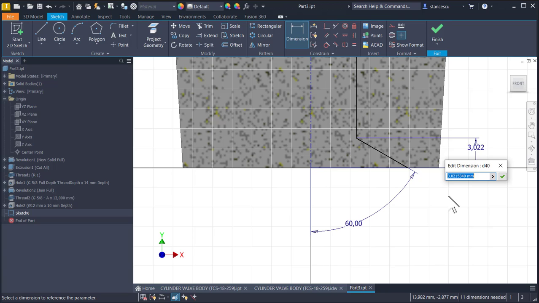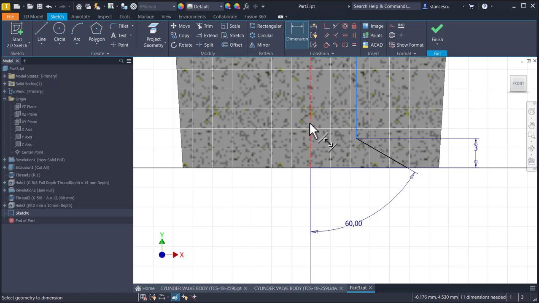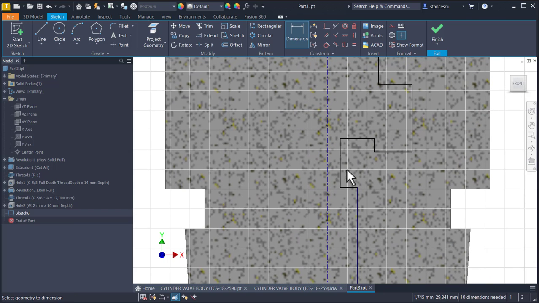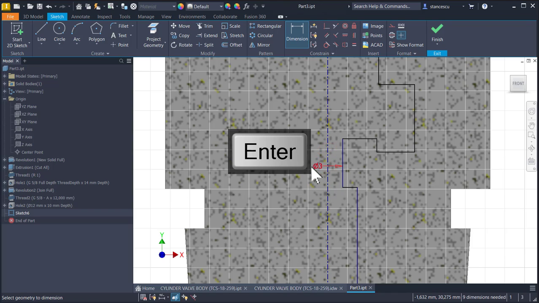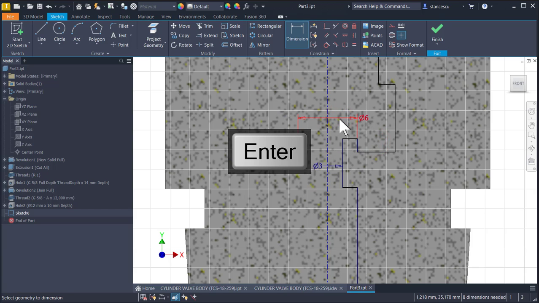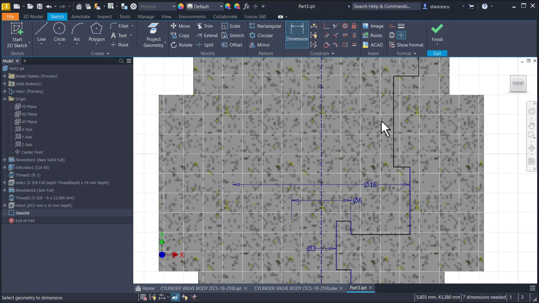Axiom 3. This is diameter of 6. Then diameter of 3. Again 6. This is 18. This is 16. Again 18.